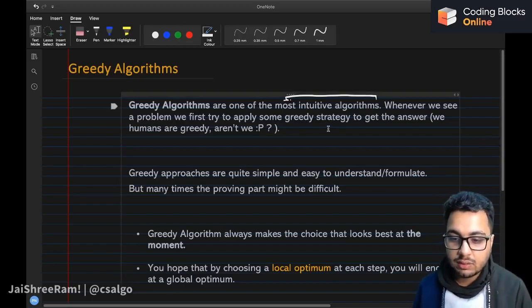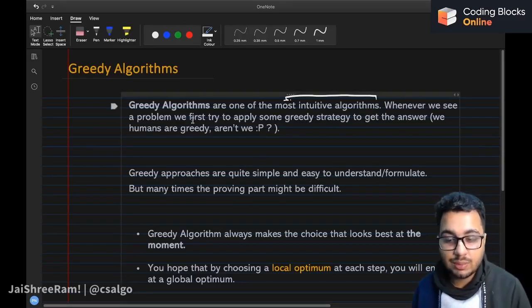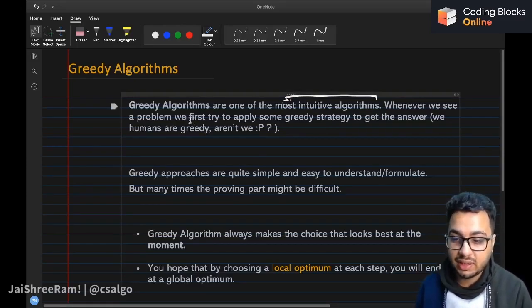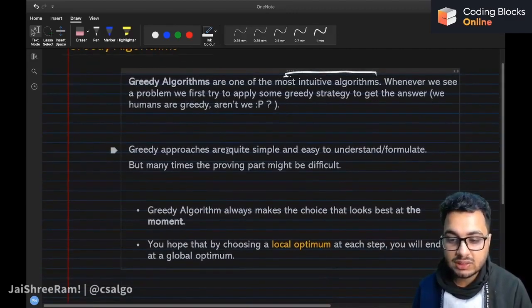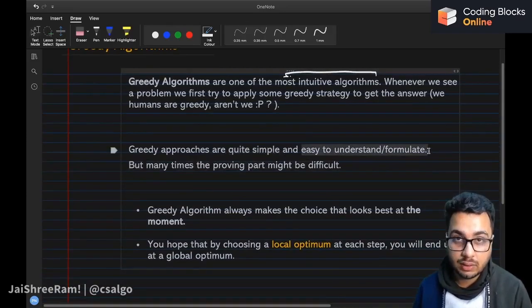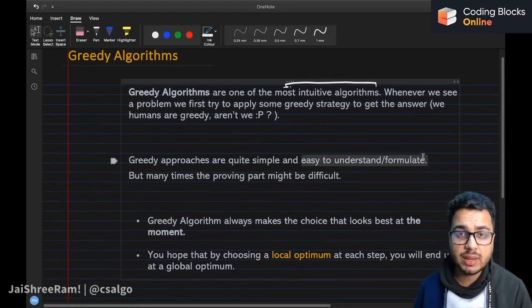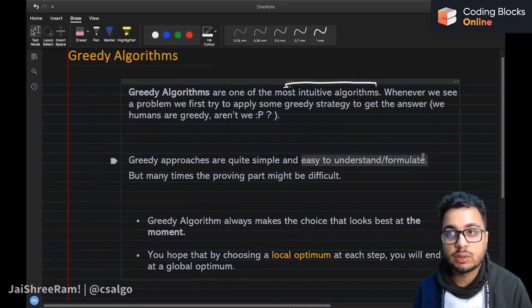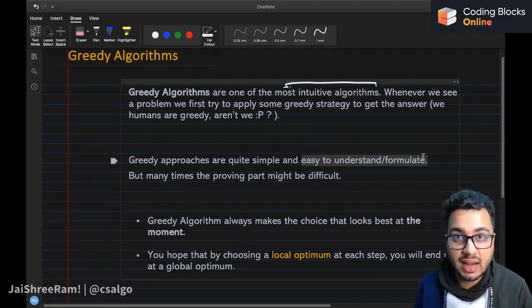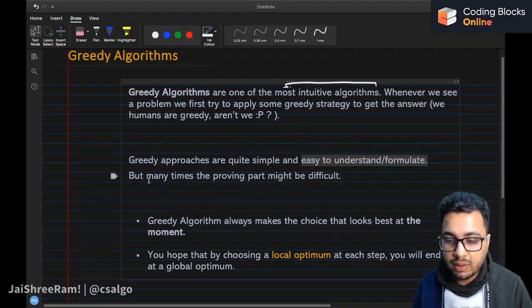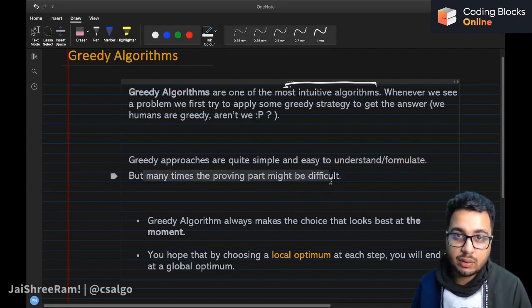The first solution that comes to our mind most of the time is a greedy solution. Greedy approaches are quite simple and easy to understand and formulate. Most of the time the question is about sorting, or you want to pick the largest element or the smallest element, something like that. The proving part may be difficult, the mathematics might be difficult.